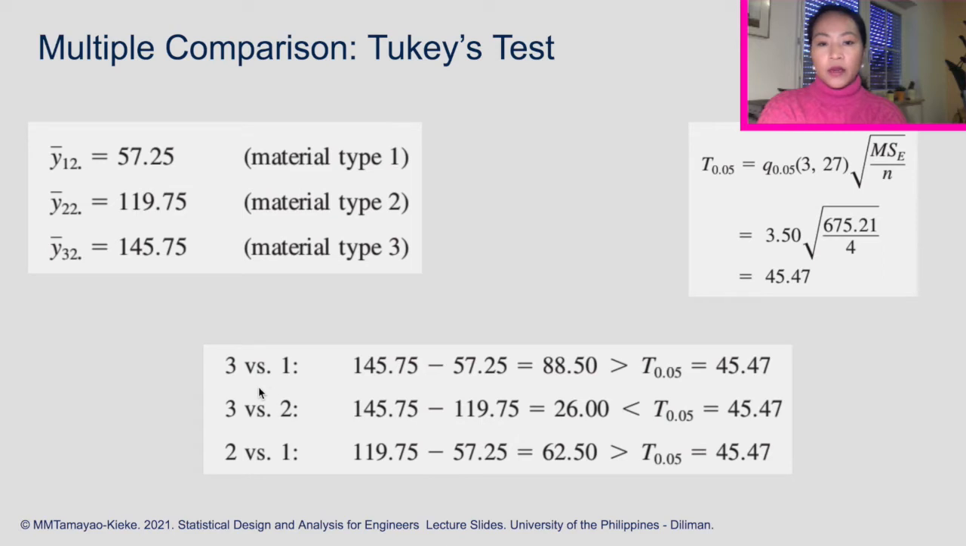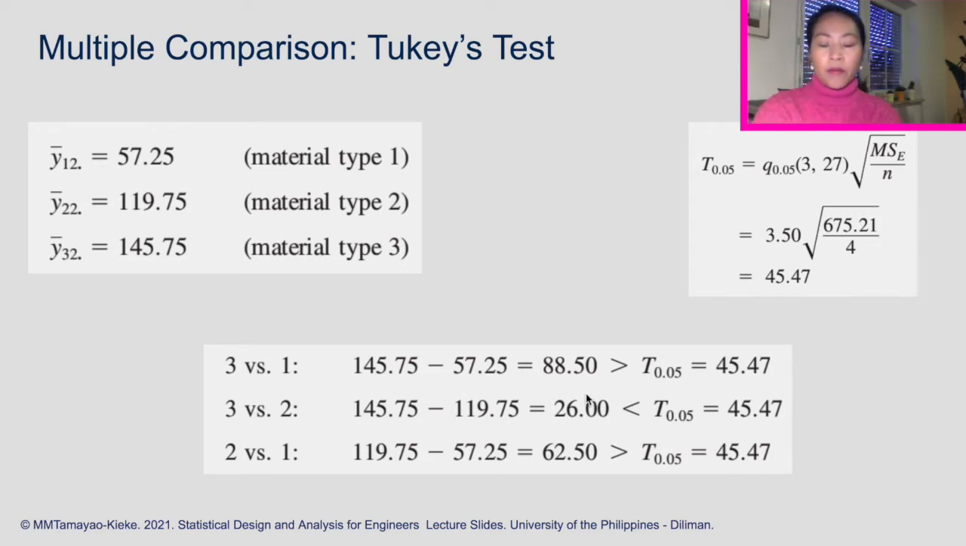Okay, for 3 versus 1, we get 145.75, the mean for material 3, minus 57.25 for material 1, and that is 88.5. We do the same for 3 versus 2 and 2 versus 1. For 3 versus 1, 88.5 is obviously greater than T at 0.05, which is equal to 45.47. Therefore, based on this comparison, we can conclude that there is a significant difference between material type 3 and material type 1.